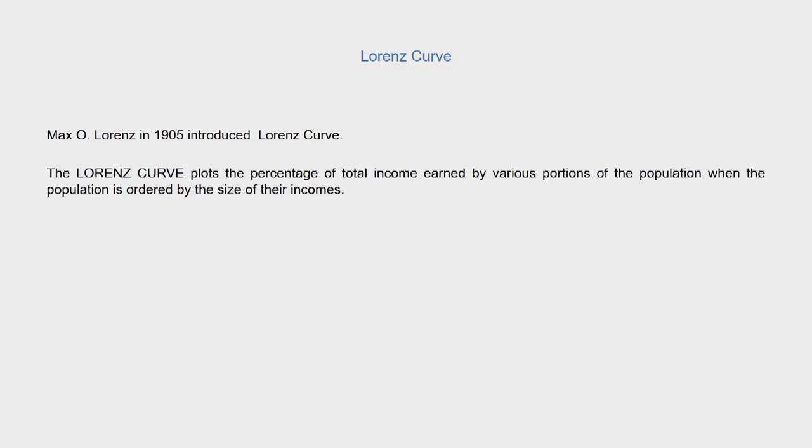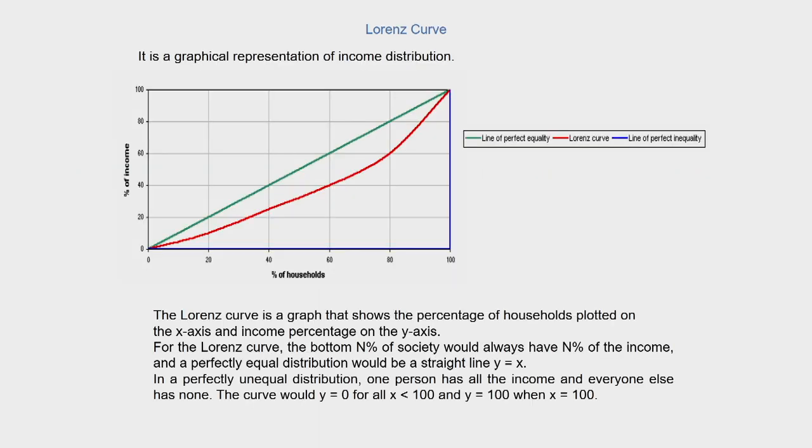Let us begin with the Lorentz curve. The Lorentz curve was first introduced in 1905 by Max O. Lorentz, and it basically plots the percentage of total income earned by various portions of the population when the population is ordered by the size of their incomes. So, what is it basically doing? It's a graphical representation of income inequality or wealth inequality, and this was developed by the American economist Max Lorentz. What it does is that if you look at this graph here on the slide, the Lorentz curve graph plots percentiles of population according to income or wealth on the horizontal axis.